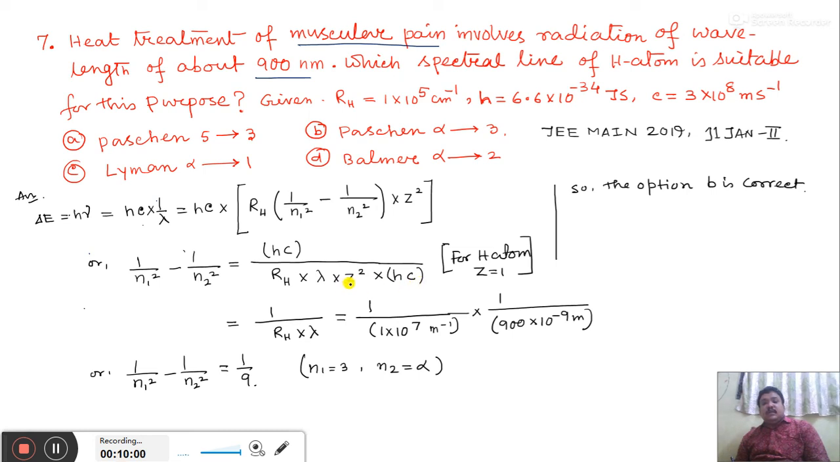For the H atom, the value of Z is 1, so we get 1/(R_H × λ). For the values of R_H and λ, we get 1/n1² − 1/n2² = 1/9. This result is observed when n1 is 3 and n2 is infinity. So option B is the correct one, Paschen series infinity to 3. So option B is the correct one.